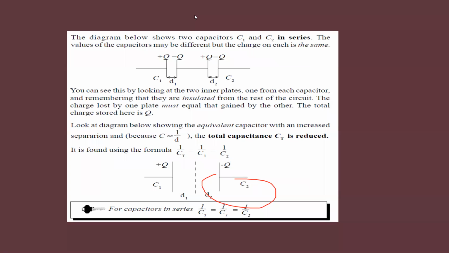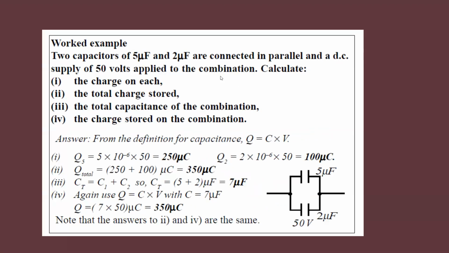Is it clear? The concept? So you have to keep these formulas in mind to solve a question. So this is a worked example. Two capacitors, one is 5 microfarad, another one is 2 microfarad, are connected in parallel to a DC supply.